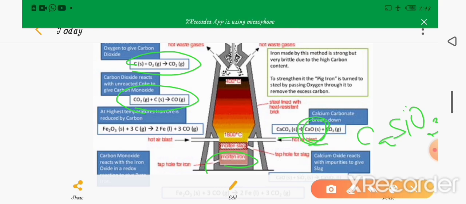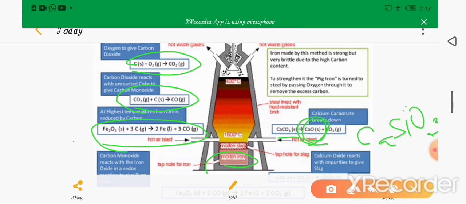After that, the last zone is the reduction zone. In this reduction zone, the iron oxide, hematite, the formula is Fe2O3, is reduced by carbon to form iron and carbon monoxide. See here, Fe2O3 plus C gives Fe plus CO.